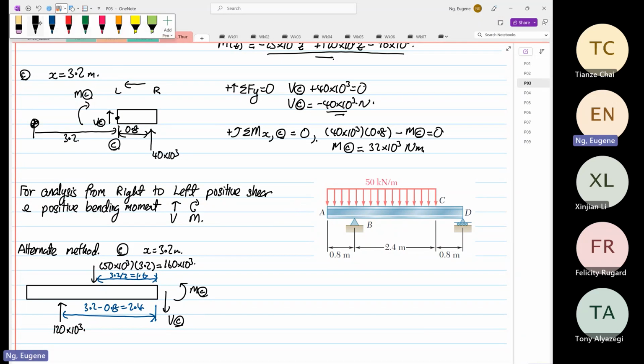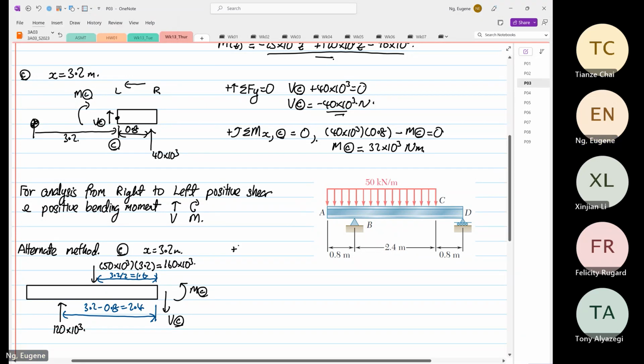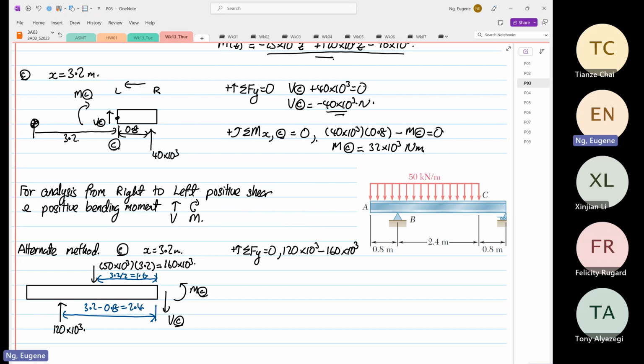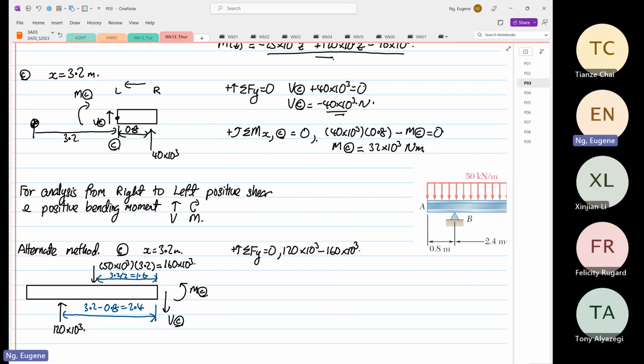So you can do summation of forces in y is equal to 0. Then from here, you will realize that you get 120 times 10 to the power 3 minus 160 times 10 to the power 3, and then minus V at point C is equal to 0. So V at point C is equal to 120 times 10 to the power 3 minus 160 times 10 to the power 3, which is equal to minus 40 times 10 to the power 3.